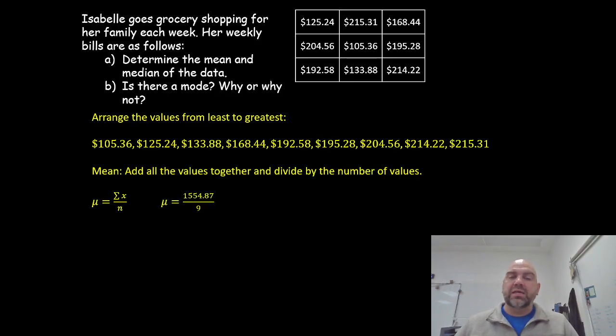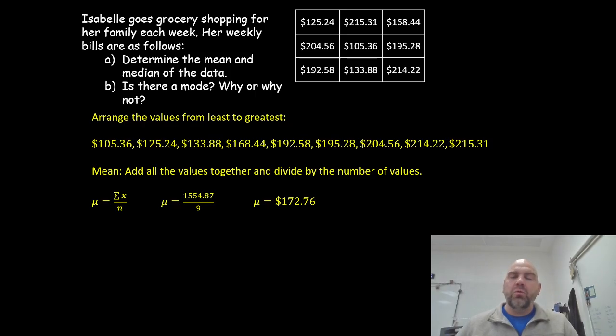When we add all those together, we're going to get a number of 1,554.87. Divide that by 9, and we get a mean of $172.76. In this case, make sure you're rounding to 2 decimal places, as it is money. All right, now we know what our mean is.